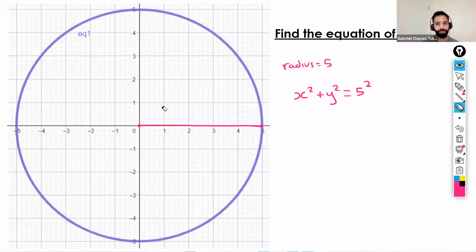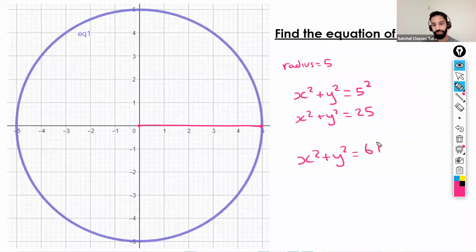Okay, so pretty straightforward again. Let's try another example. Just before I move on, we could have rewritten this as x squared plus y squared is equal to 25. And if you ever saw the equation of a circle in the form of x squared plus y squared is equal to, say, 64, and were asked to find the radius, well, in this case the radius is going to be the square root of 64, which is 8. So for this equation, the radius is equal to 8.